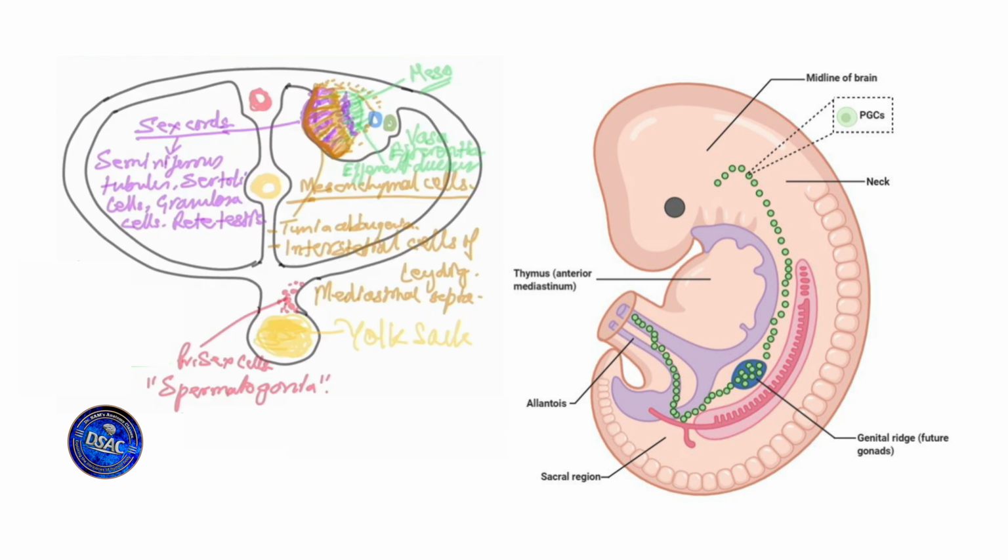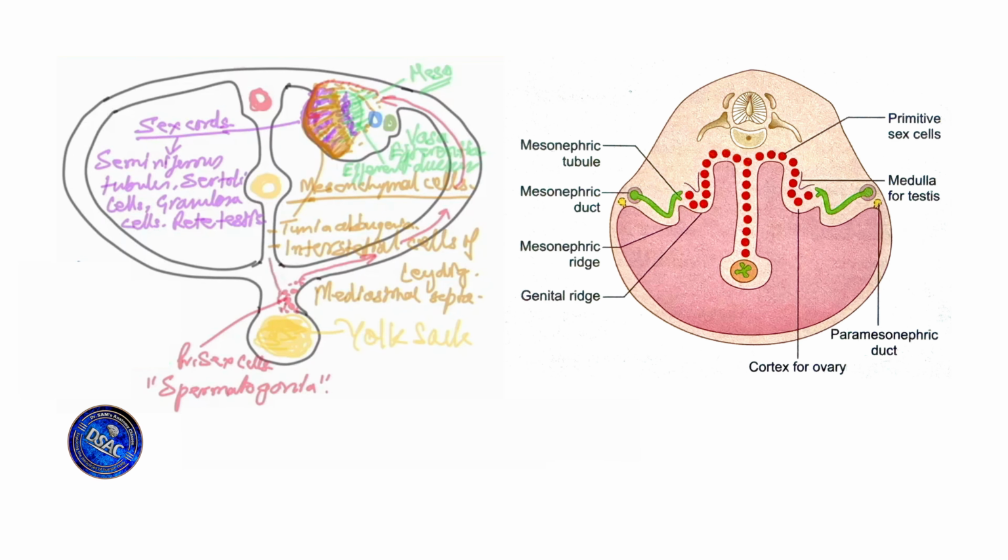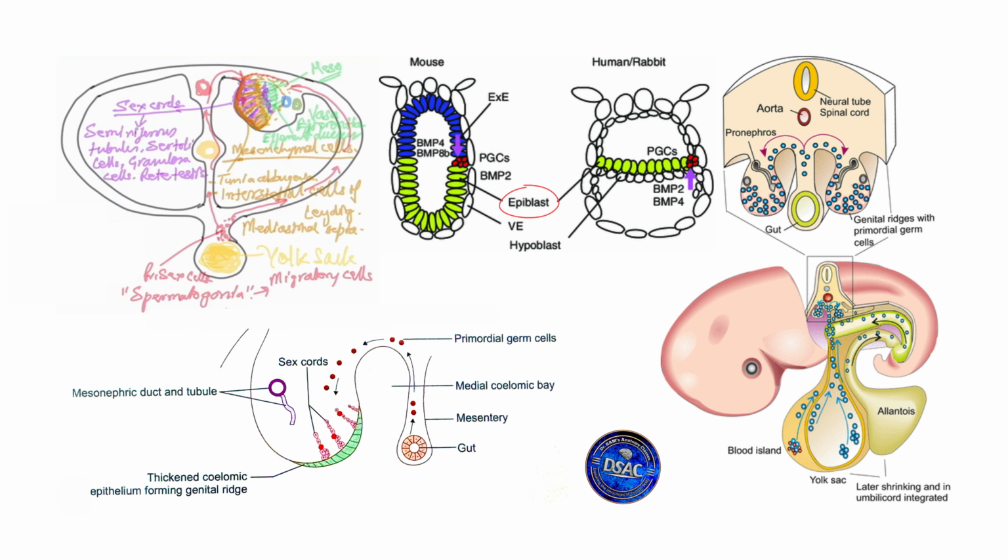These sex cells migrate along the body wall and enter into the sex cords from the medial portion of the nephrogenic cords. Or they might also reach from the ventral mesentery and the dorsal mesentery. So these spermatogonia are migratory cells. They develop along the primitive yolk sac. Actually, it's the secondary yolk sac.